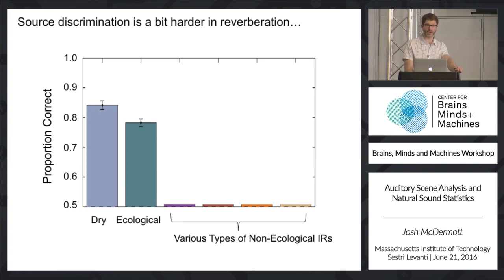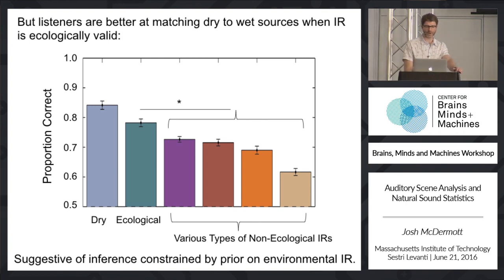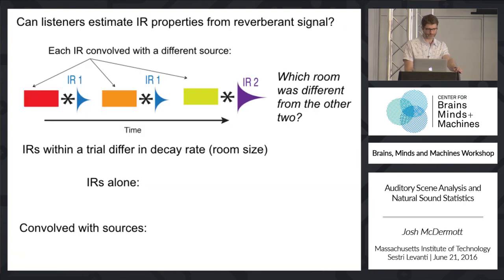So the key question is what's going to happen if we give them the exact same task, but with an impulse response that violates the regularities that we see in the world in various respects. And that's what each of these four bars here are. And so if people are really relying on knowledge of real-world regularities in order to do some kind of separation, we would expect them to be worse. And in fact, that's what we observe. So in all of these cases, people are significantly worse than they are when the reverberation mimics what you see in the world.